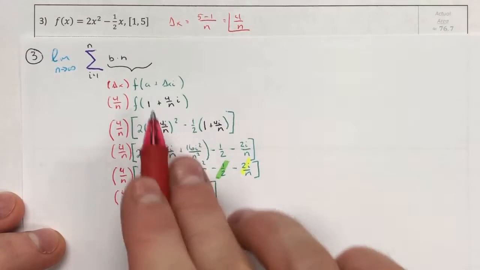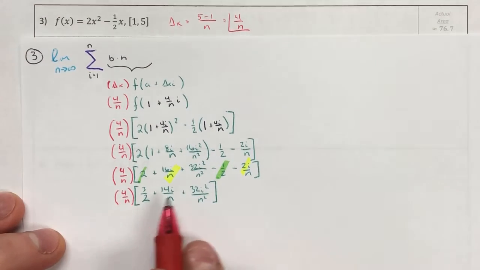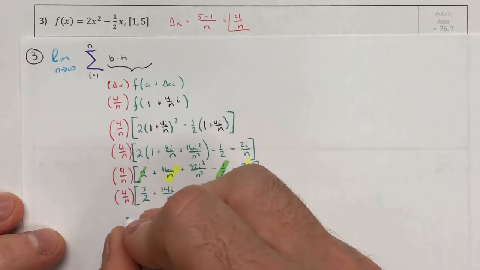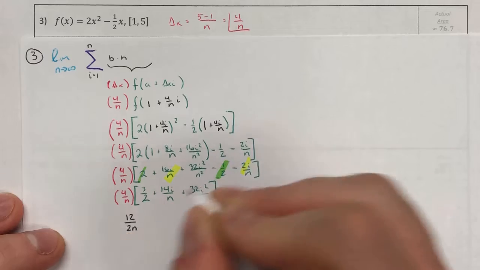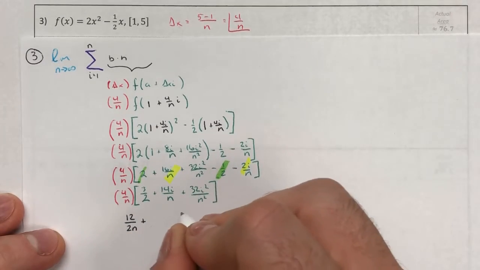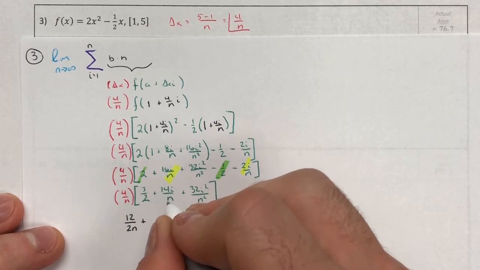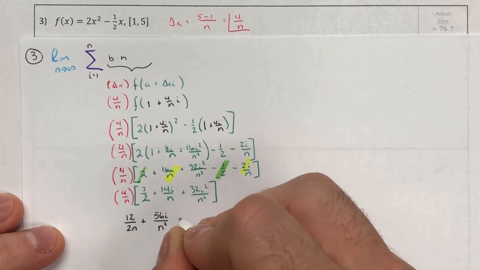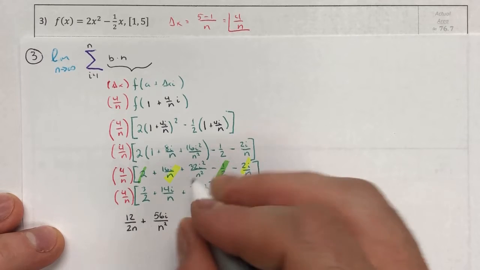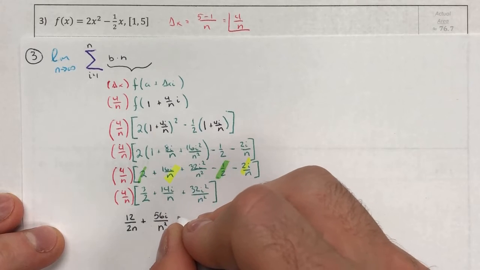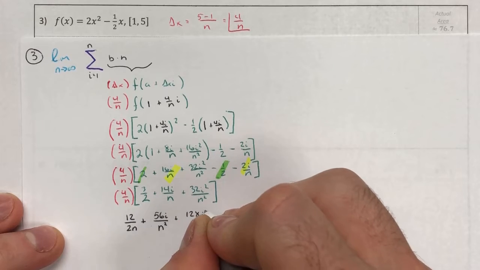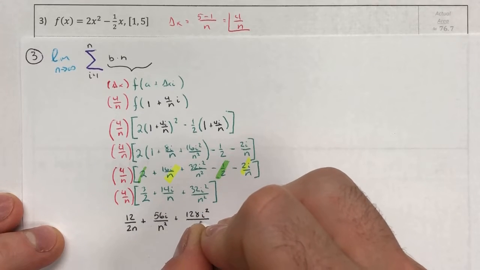Okay. Now, my function has been simplified as best I can. Now I'm going to plug in this value. So now I'm going to convert this over to black because we're combining the two. So that's going to be 12 over 2n. Let's see, 14 times 4, that's going to be 56i over n squared. And this is going to be 32 times 4, that's 128 i squared over n cubed.